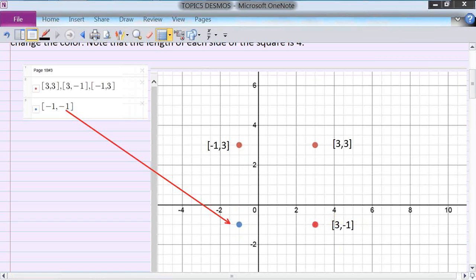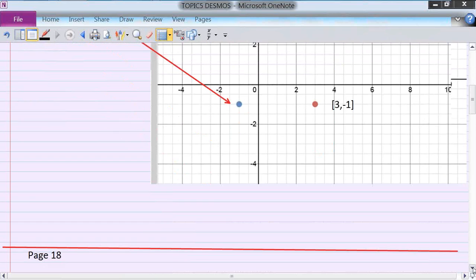So I just draw along here, if you like, and down here, I draw a line down here, and I draw a line from here to here. This intersects at x equal to minus 1, y equal to minus 1. So that's the fourth corner of a square.